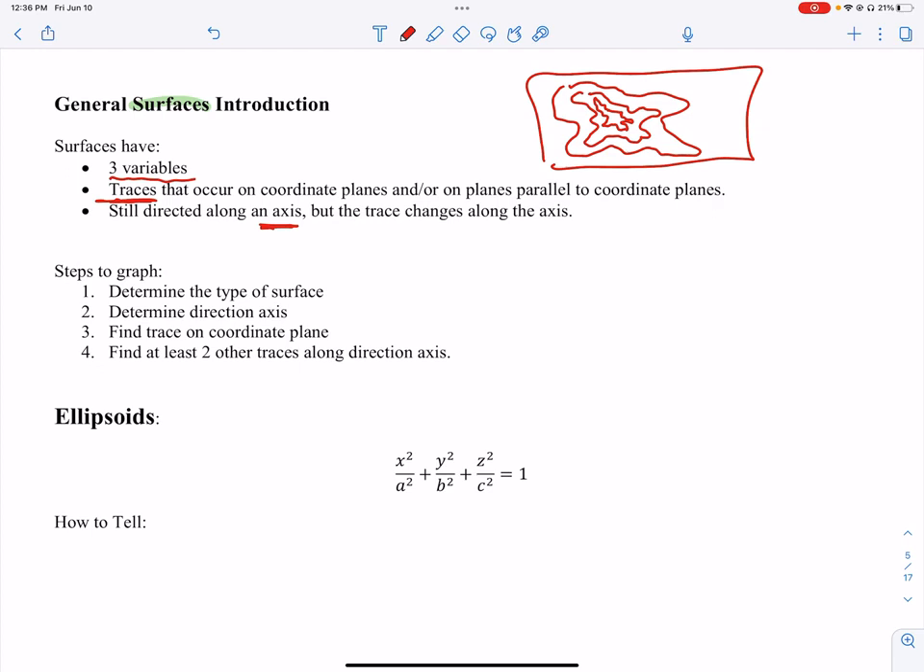So here are the steps to graph. Determine the type of surface, and I'll give you directions on how to do that. Determine direction axis, and then find trace on coordinate plane. And then we have to find at least 2 other traces along direction axis. This doesn't make much sense right now until we get into it.